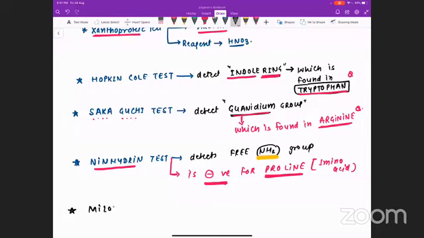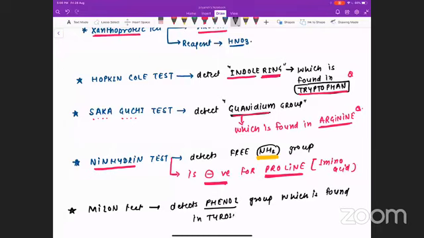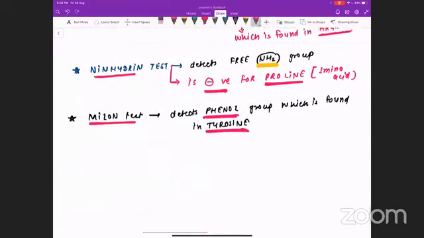Last is the Millon test. Millon test detects the phenol group, which is found in tyrosine. So again, there can be two ways to ask the question. Millon test detects what? Detects phenol group. Or which test can be done for tyrosine to identify the tyrosine? Millon test can be done.